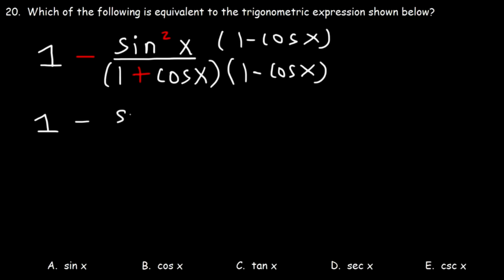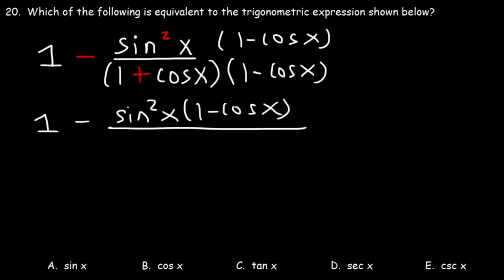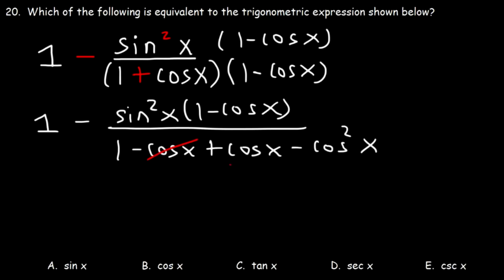So we're going to have sine squared times 1 minus cosine. I'm not going to distribute it there. On the bottom, I will FOIL it. 1 times 1 is 1. And 1 times negative cosine, that's simply negative cosine x. Cosine times 1 is positive cosine. And then we have cosine times negative cosine, which is negative cosine squared. So as we could see, the middle two terms will cancel. Negative cosine plus cosine is 0.